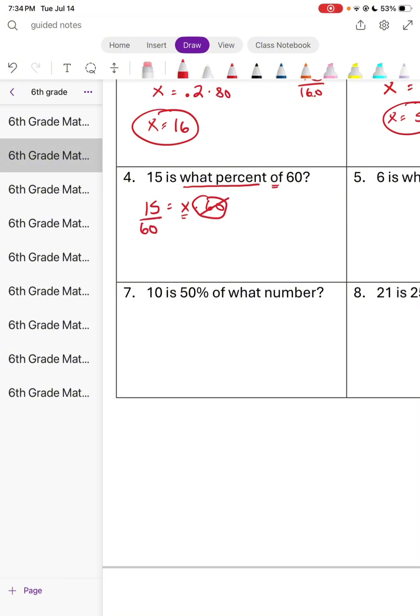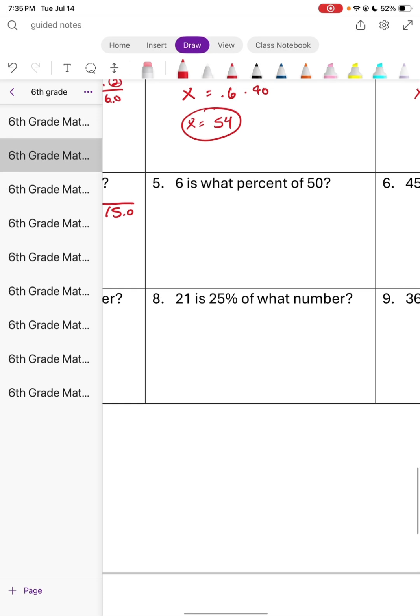So all we've got to do, 15 divided by 60, we're going to turn that into a percent. You can reduce it if you'd like to, or you can actually type it into your calculator as 15 divided by 60, or you can actually divide it out, and you're going to get 0.25 because that is 1/4. And then since we're looking for a percent, you'll move your decimal over twice, and that's going to be 25%. So 15 is 25% or 1/4 of 60.